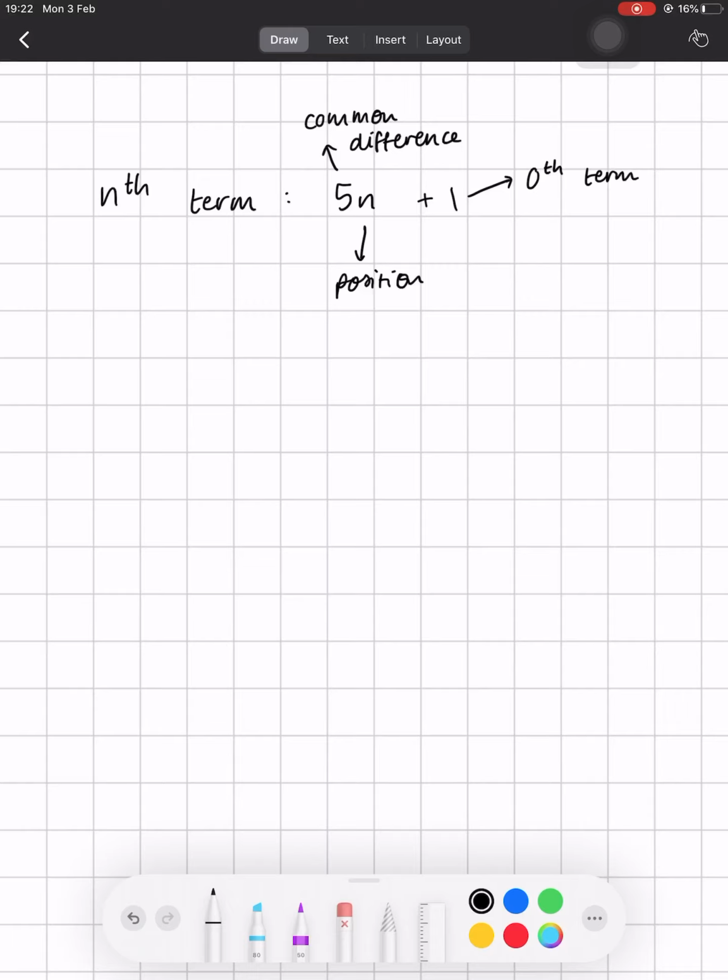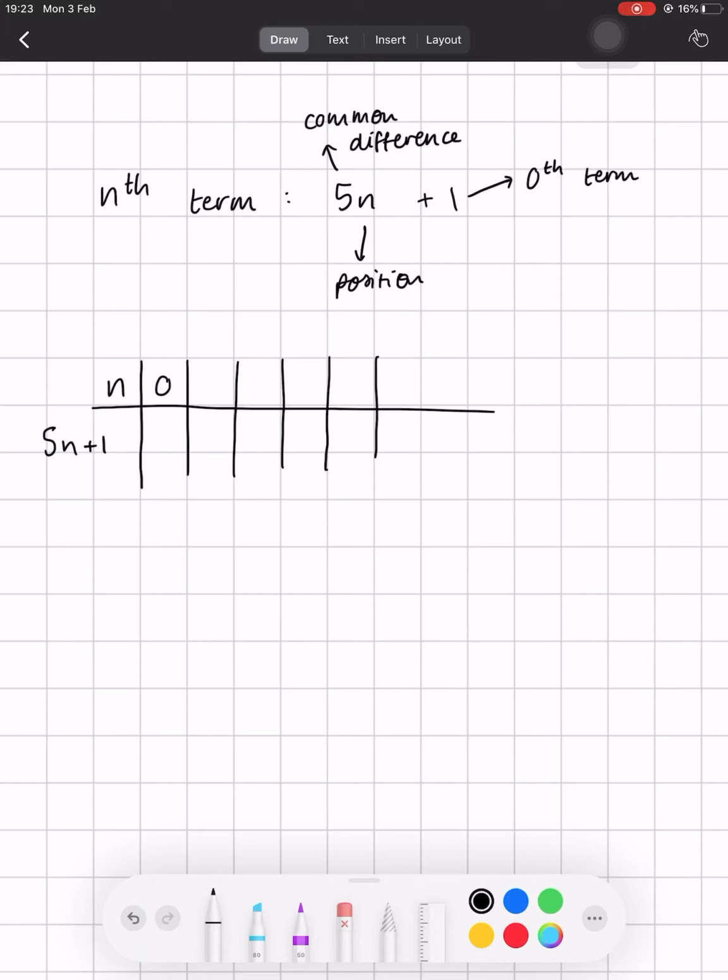So, using this, we can start off by writing a sequence. If we put our table of values, so n here, and then we have 5n plus 1 here, and then we draw a table. We could start with 0 if you want. So 0, 1, 2, 3, 4, and 5. And then we do 5n plus 1. So wherever you have n, you're going to replace it with the numbers here.